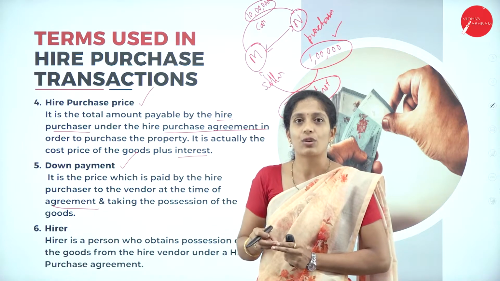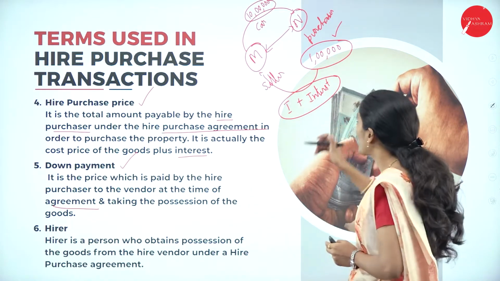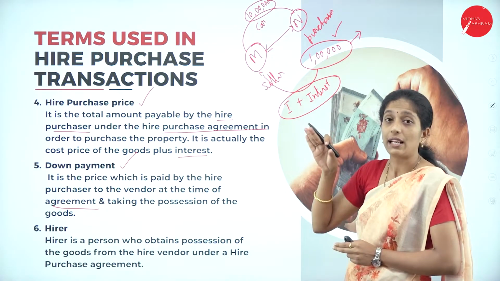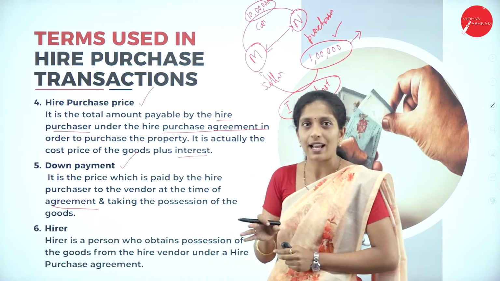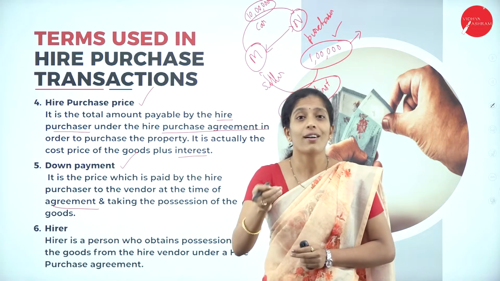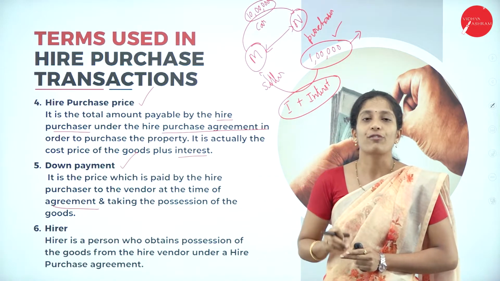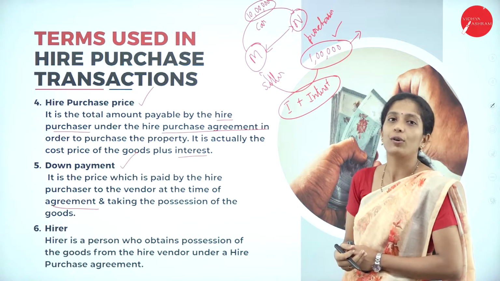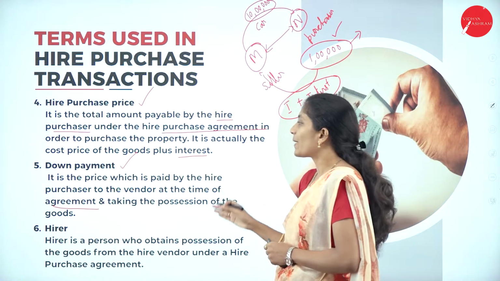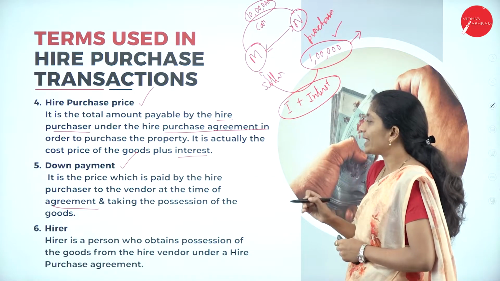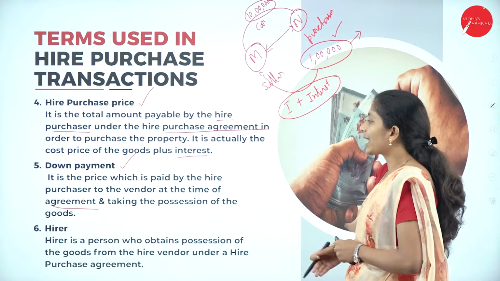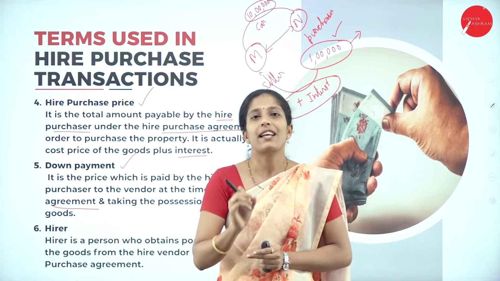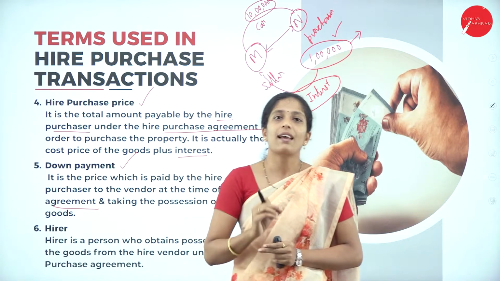So when he is receiving the goods, he will give some amount which is known as what? Down payment. Now here a 10 lakh worth car is transferred to N and N has not paid the whole 10 lakh. So he makes a 1 lakh payment on receiving that car. So on the date of receiving the car, he makes 1 lakh as payment. So this 1 lakh is called as what? Down payment. It is a price which is paid by the hire purchaser to the hire vendor at the time of agreement and taking possession of the goods. So when he is going to receive goods, he has to pay a certain percentage of the cash price.